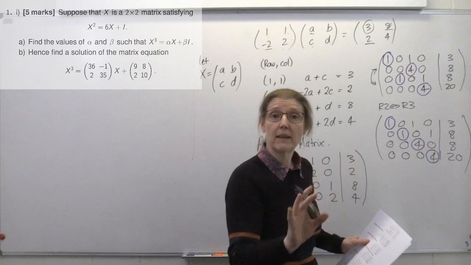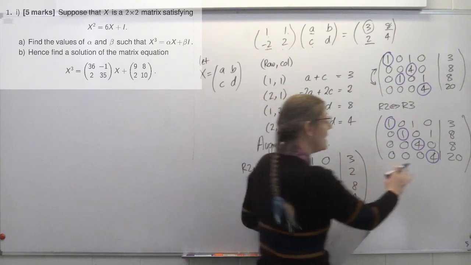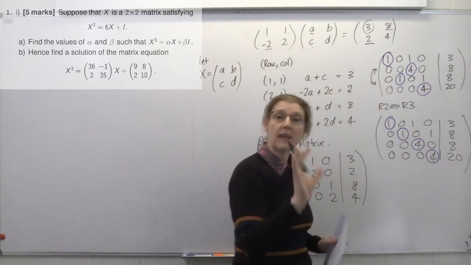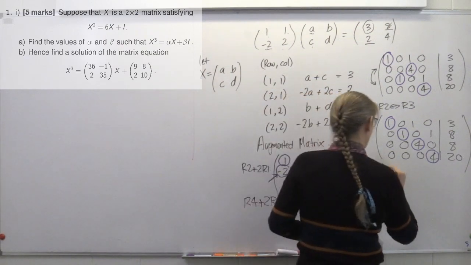We can now back substitute. And look, every single column has a pivot and there's no contradiction. We can certainly solve this, so it's definitely got a unique solution. All right, so back substitution.